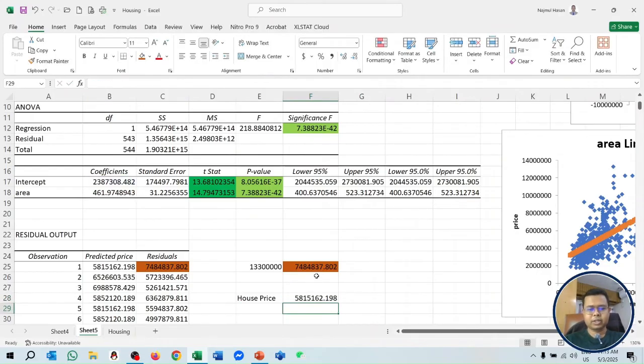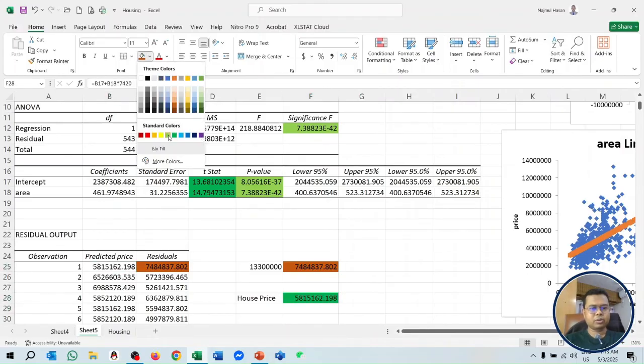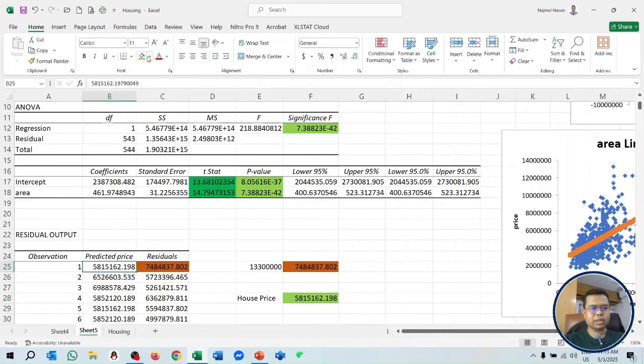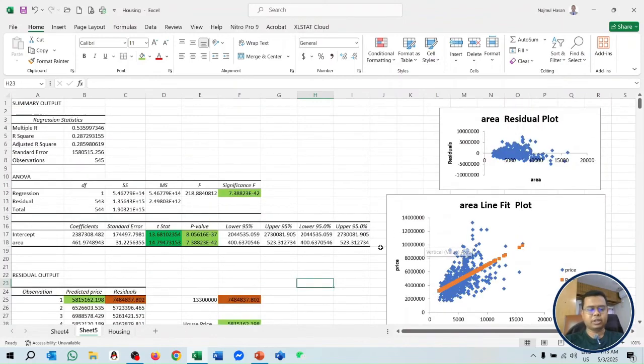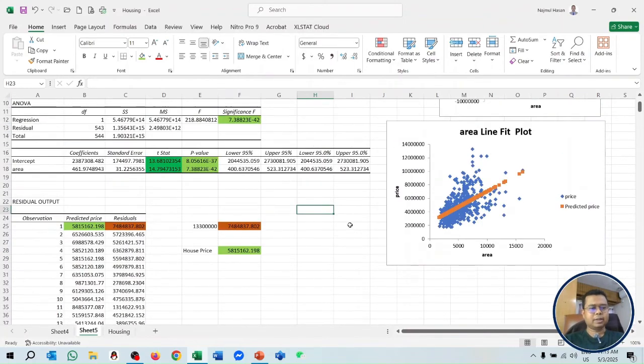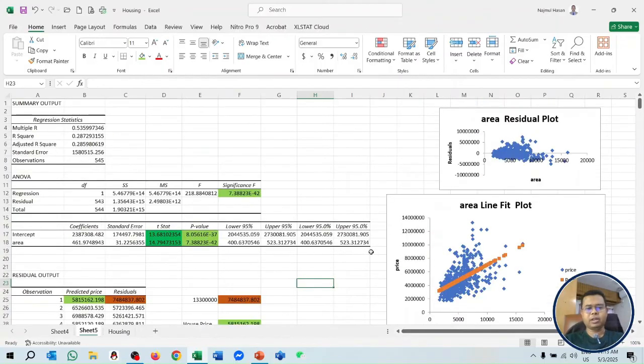So what would be the price? This would be the price, right? So the predicted value. Can you please see here the predicted value? These values and these values are the same. This is the prediction, right? So in this way, we can calculate or predict based on the independent variable and dependent variable. I hope this tutorial will be helpful for you to predict your housing price based on the area.